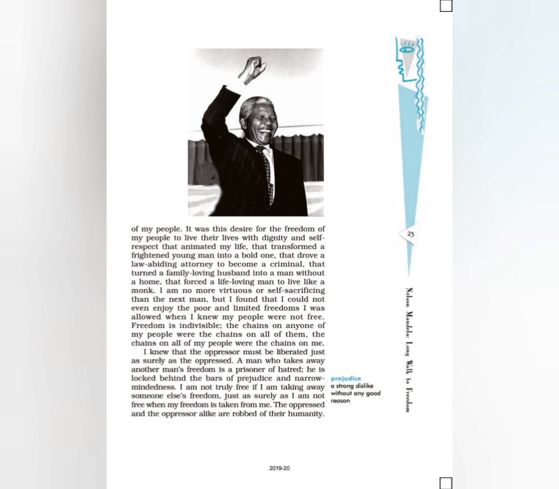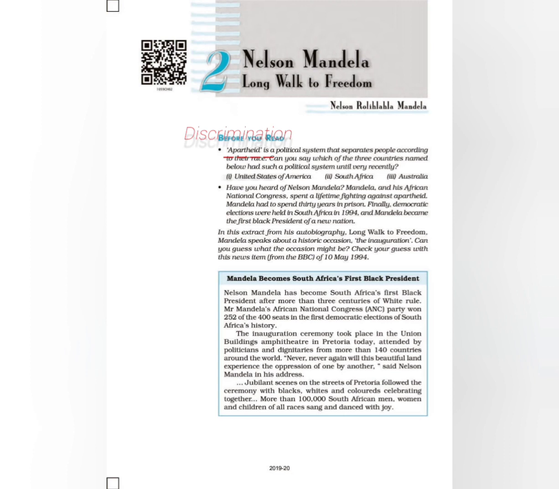So in the end, these are the very important terms. Now I will repeat them. Kindly make sure that when you are writing the answer for a long answer or short answer, if these terms are there, they will help you score good marks. Apartheid. What is apartheid? In the first line it is there. Apartheid is a political system that separates people according to their race. Apartheid is nothing but discrimination based on race.